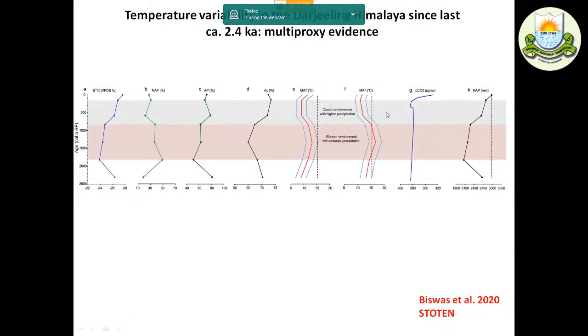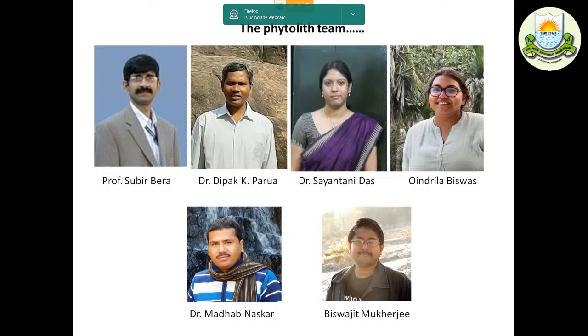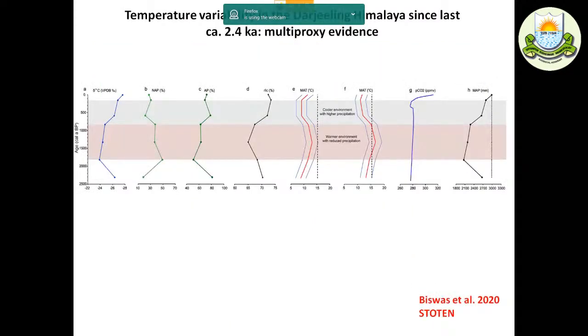So we found that temperature is the most influential factor for the distribution of Chusquea's and their phytolith spectral differentiation in the Himalaya. With this we will end here, and we thank everybody for your patience.